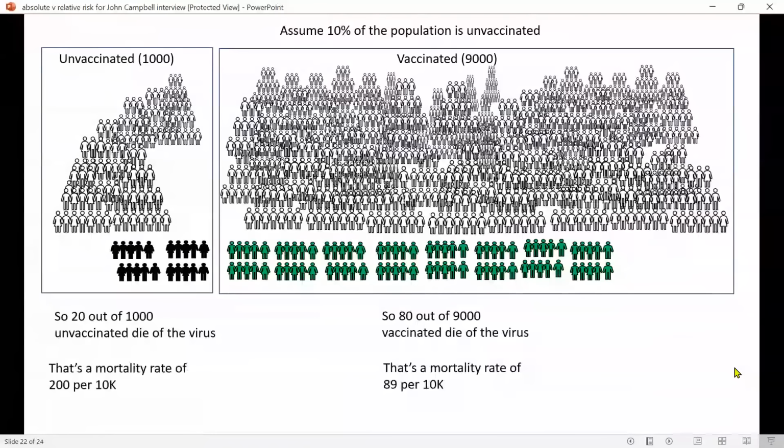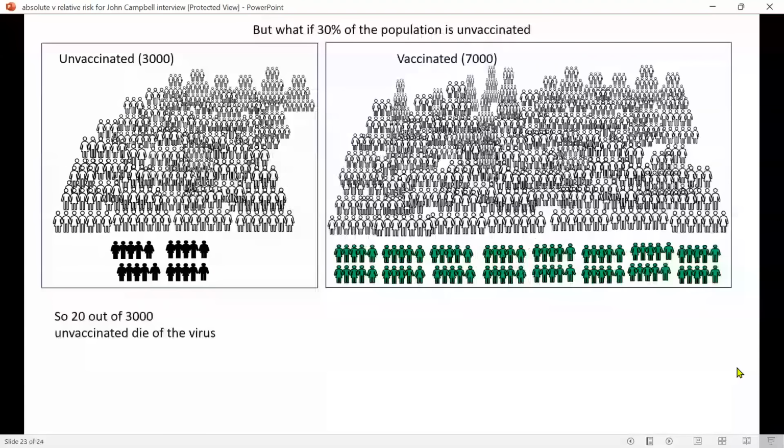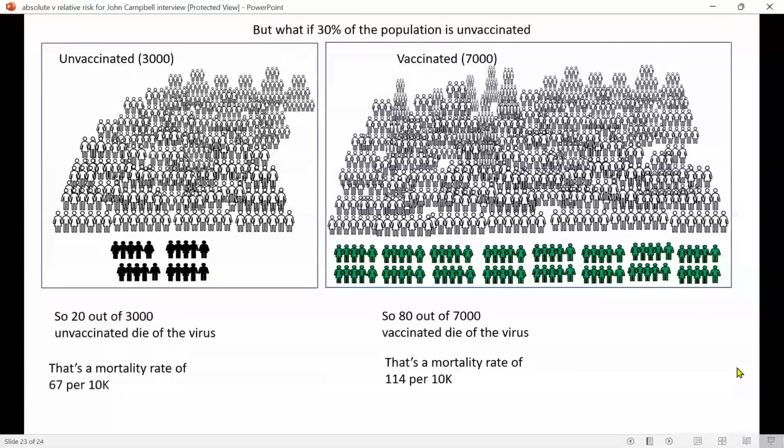But what if we got that estimate of the number unvaccinated wrong? Let's suppose instead of 10%, the true number was 30%. Let's run through that and see how that makes a difference. In this case, you're going to have 3,000 unvaccinated and 7,000 vaccinated. That means 20 out of 3,000 unvaccinated die of the virus, so their mortality rate is 20 over 3,000, which is 67 per 10K, whereas 80 out of the 7,000 vaccinated die of the virus, and that's a higher mortality, now 114 per 10K. So in this case, the mortality rate of the vaccinated is almost twice that of the unvaccinated. And that would be very powerful evidence against the vaccine. So just changing that proportion makes all the difference.